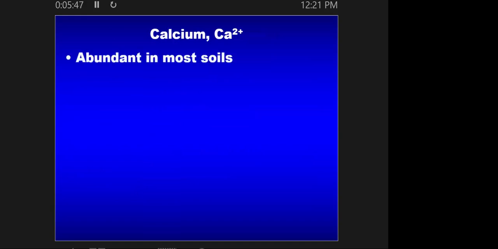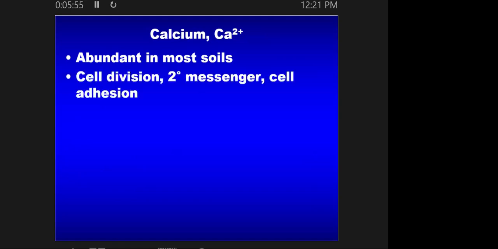Calcium, usually not a problem. Very important in the process of cell division. So when cells are going through reproduction and dividing, you need calcium as part of that makeup. It is also helping neighboring cells to adhere to each other, so the adhesion processes of tissue. And then this other idea, second messenger.